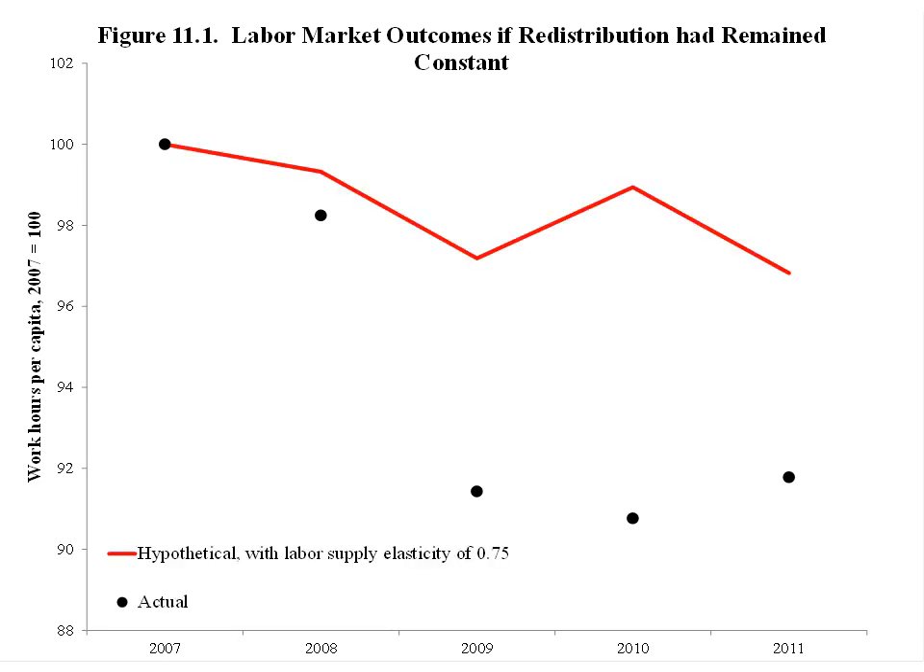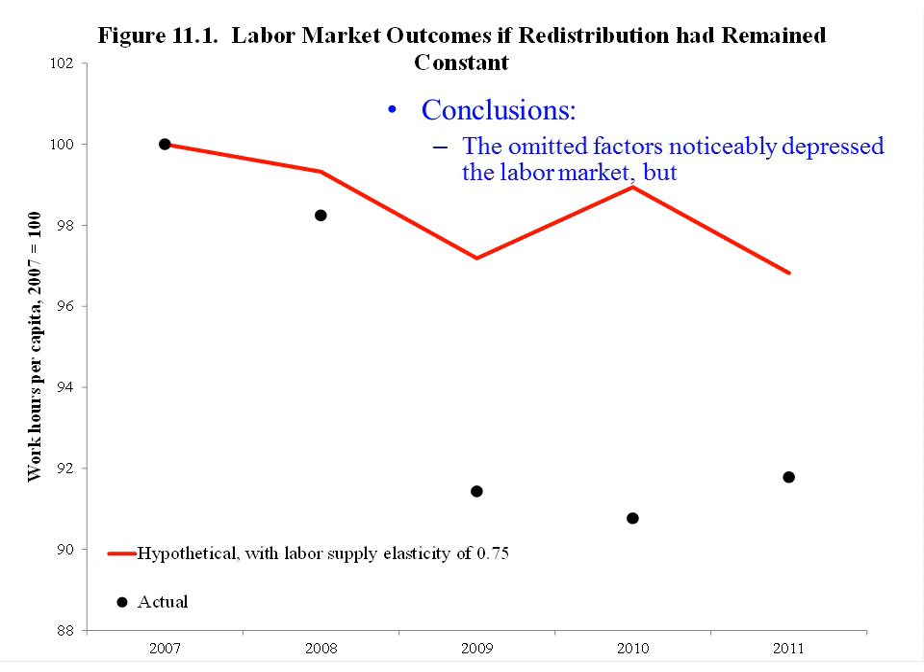Now we adjust the actual hour series for the impact of redistribution. The result is the residual or hypothetical redistribution constant hour series shown in red. The residual red series is about 98 after the recession began, which means that the labor market would have been depressed about 2% even if redistribution had remained constant.